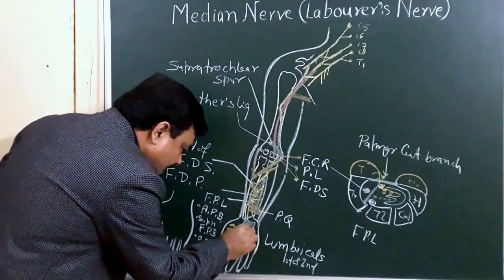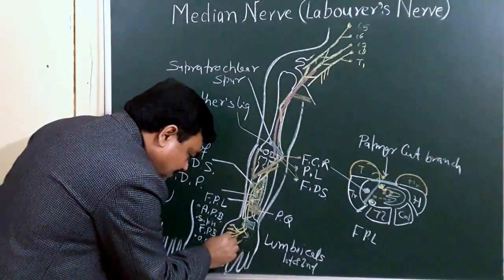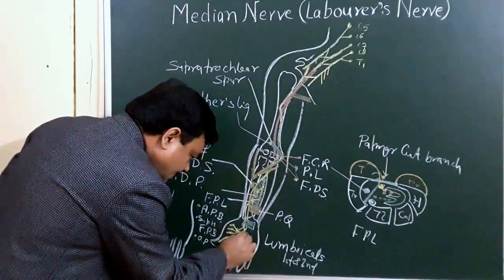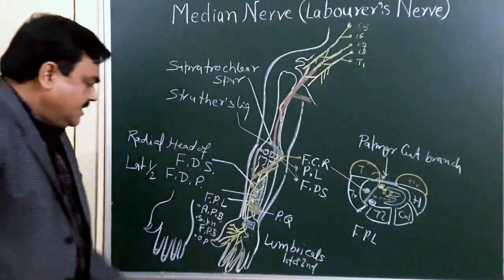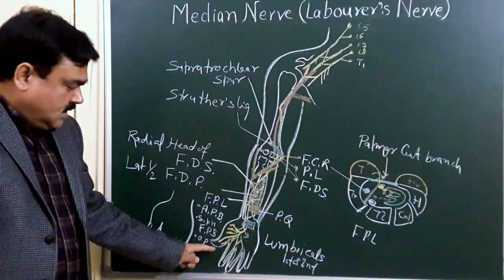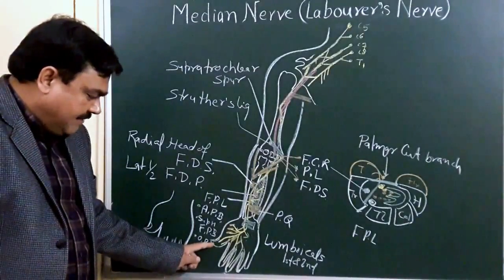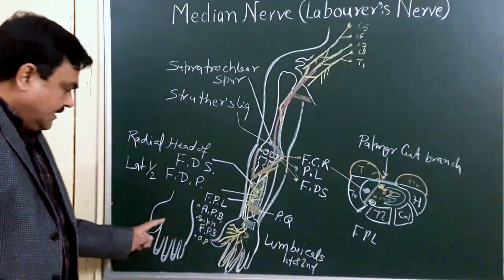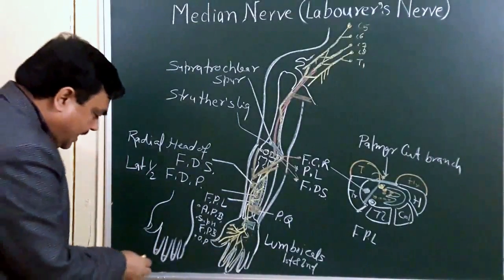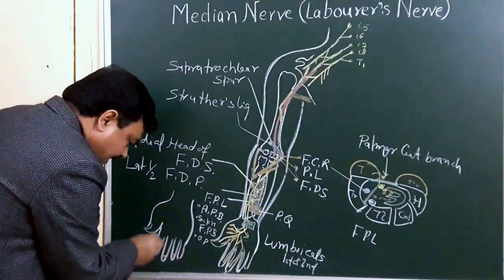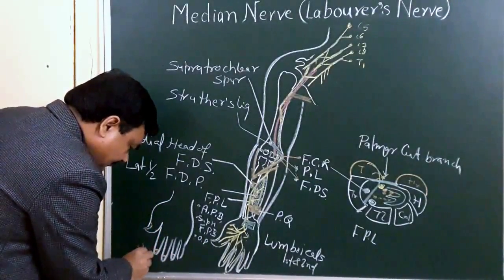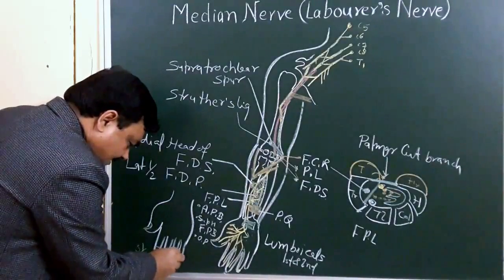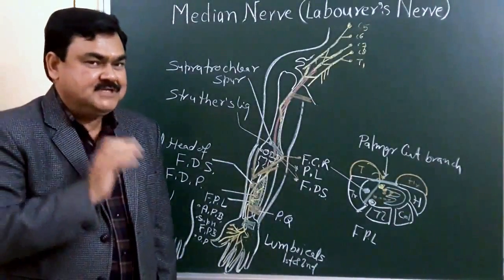And it also gives the palmar digital branches. There are 4 or 5 palmar digital branches. These supply the anterior surface of the lateral 3.5 digits. This is the diagram of the dorsal aspect. Here it supplies the nail bed of the lateral 3.5 digits and also the skin on the dorsal aspect over the distal phalanx of the lateral 3.5 digits.